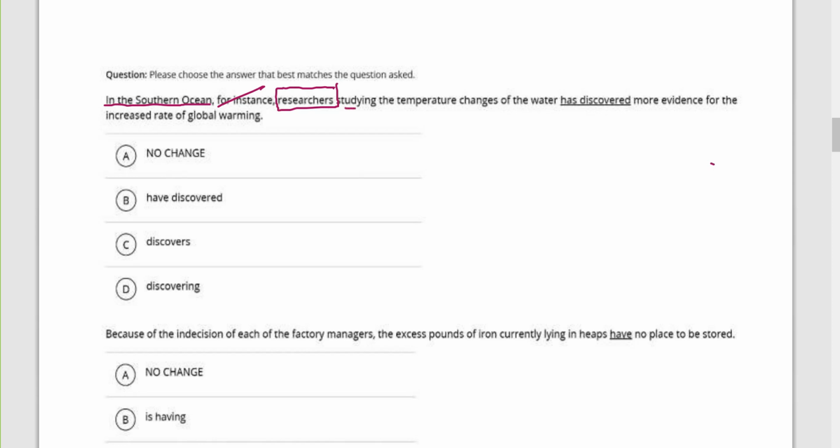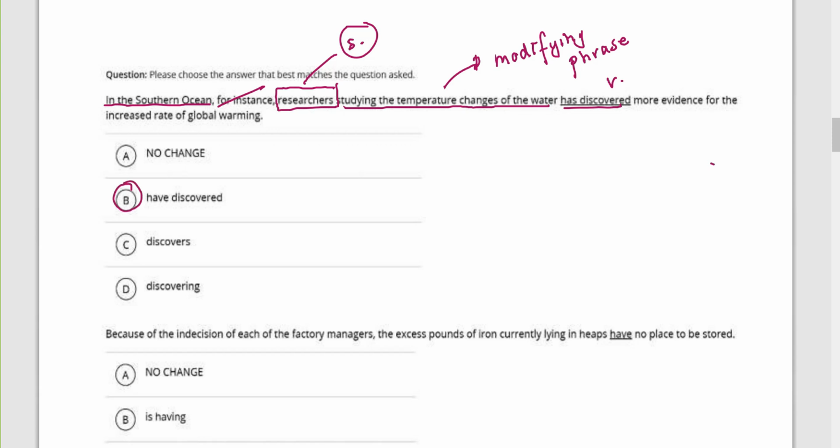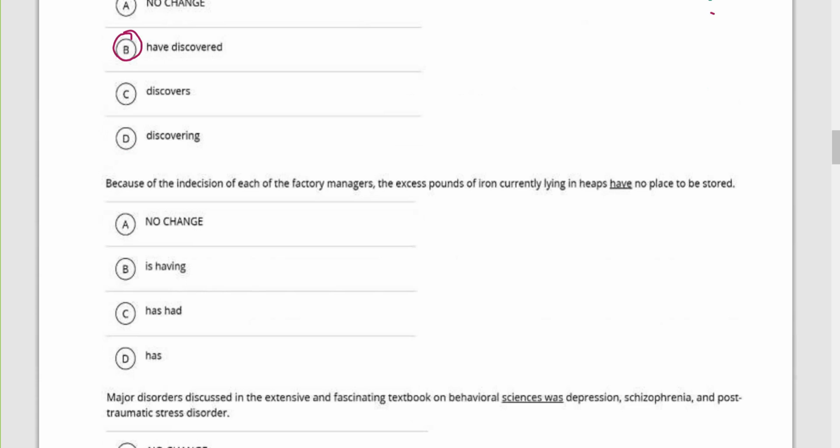What about studying temperature changes of water? This is a modifying phrase. It modifies what? It modifies the researchers. So researchers, this is the subject, and has, this is the verb, which is wrong. So we need to go for what? We need to go for B. Thank you. Have discovered. Hajar.